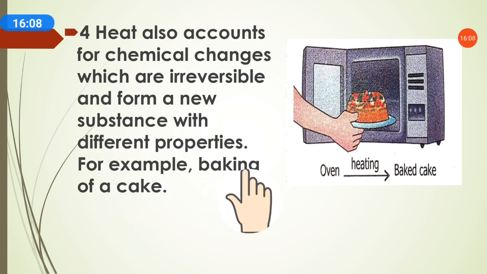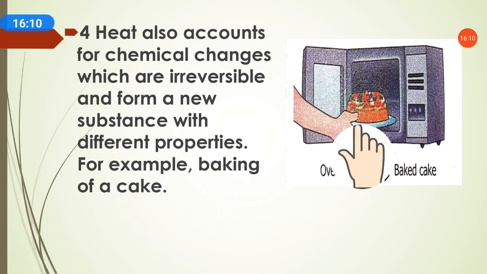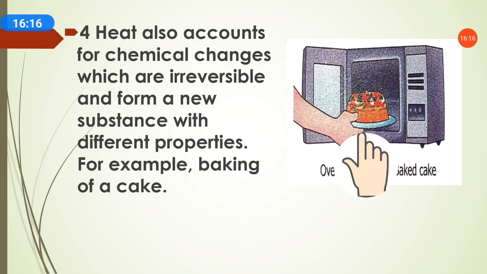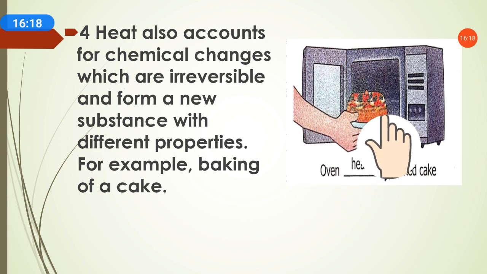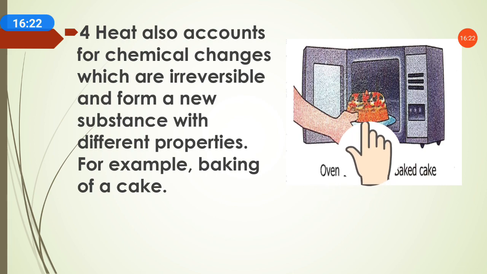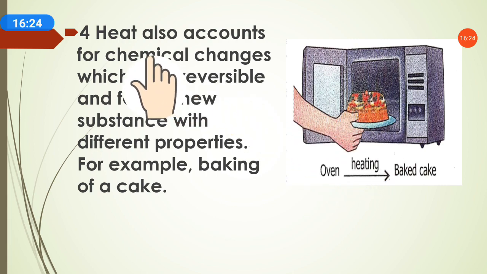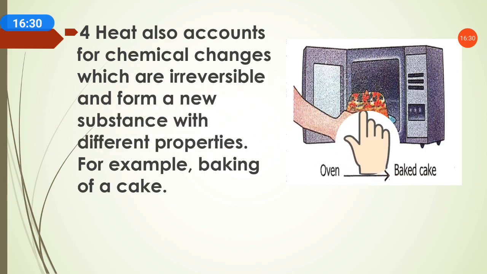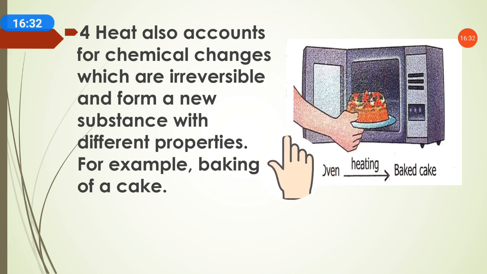Like, for example, baking a cake. When you make a cake, you mix different ingredients, but after baking the cake, can you get back these ingredients in their original form? No. So this means that heat also accounts for chemical changes, and these chemical changes are irreversible, means you can't put this cake back to its original state as the different ingredients we mixed.